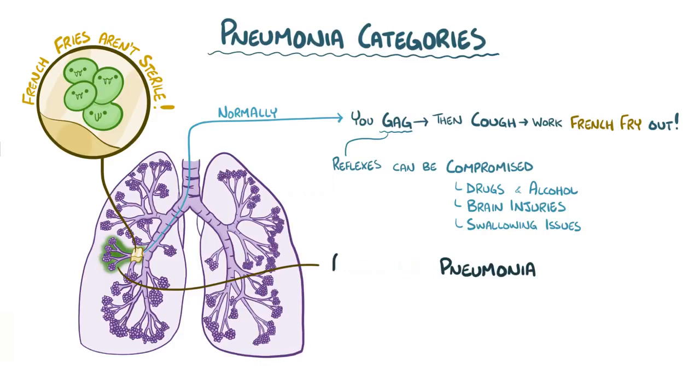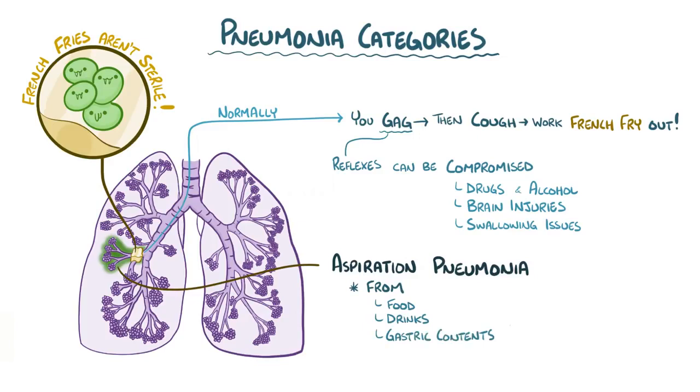Nope, just kidding, it's called aspiration pneumonia. Aspiration pneumonia can also happen with drinks or even gastric contents, like after a bout of vomiting. Aspirated gastric contents can be particularly nasty because the stomach acid can cause a chemical irritation in addition to the possible infection.